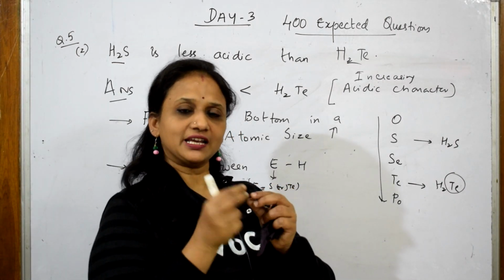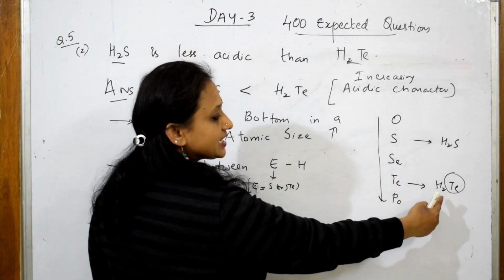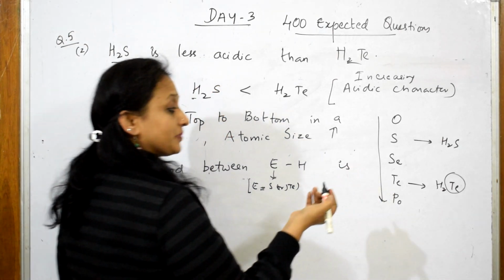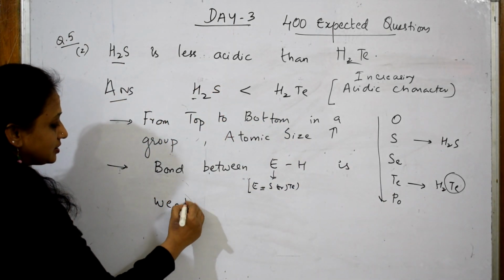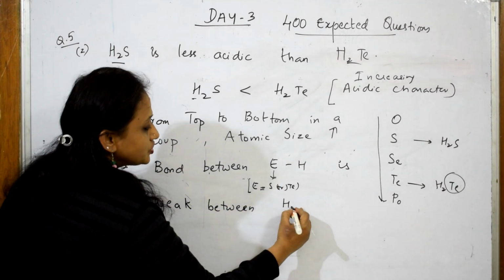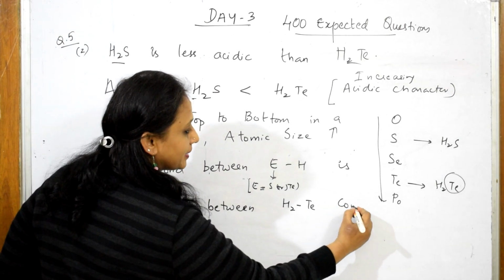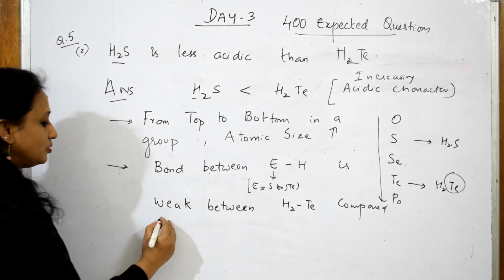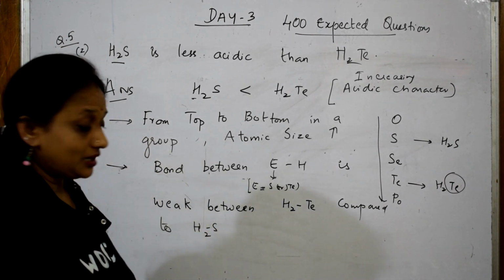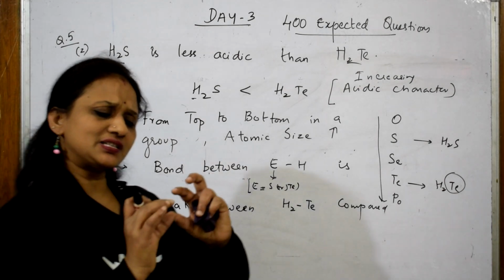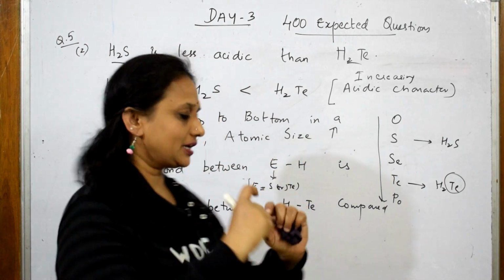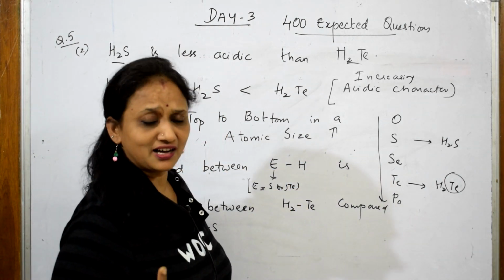Size is larger, so I can easily break the bond, isn't it? In which case can I break the bond? The bond between E and H is weak between hydrogen and tellurium compared to hydrogen and sulfur. Now tell me, because of the size, hydrogen atom is smaller and tellurium is larger. The bond between these two is automatically weak, isn't it?